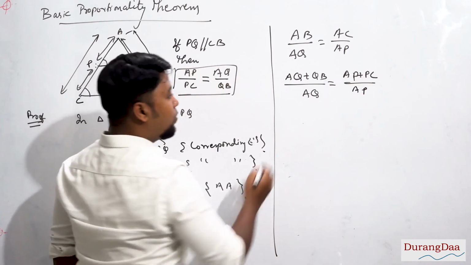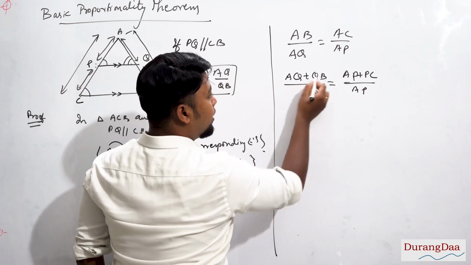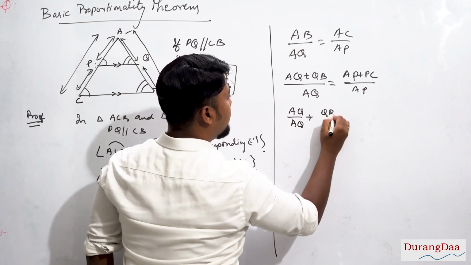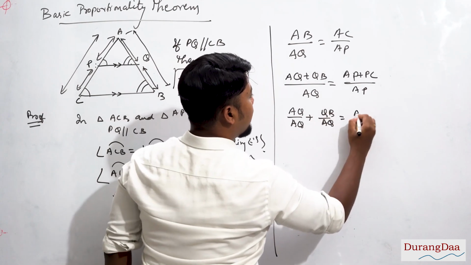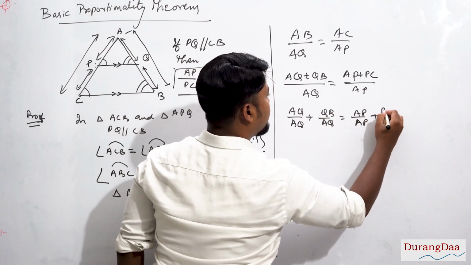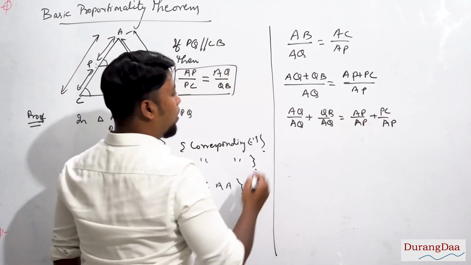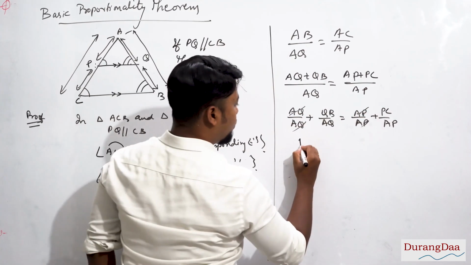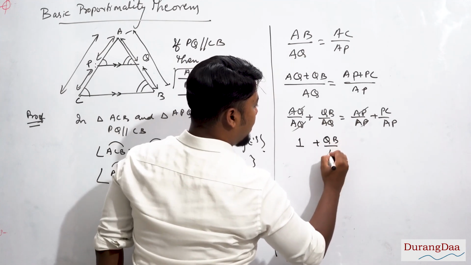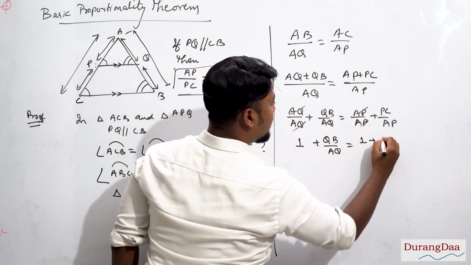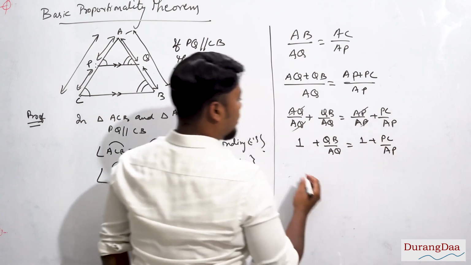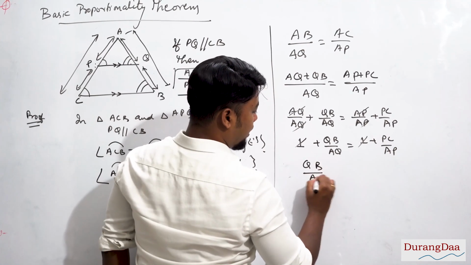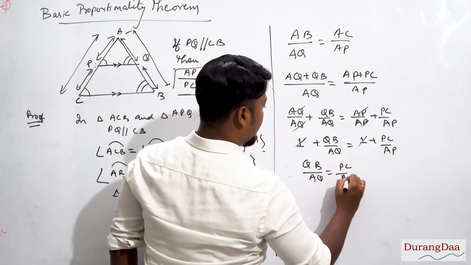Now you divide the denominator into both of the terms. That means AQ by AQ plus QB by AQ equals AP by AP plus PC by AP. Now AQ and AQ will get cancelled, AP and AP will also get cancelled. So we are left with 1 plus QB by AQ equals 1 plus PC by AP. Now the 1s will also get cancelled, so we are left with QB by AQ equals PC by AP.